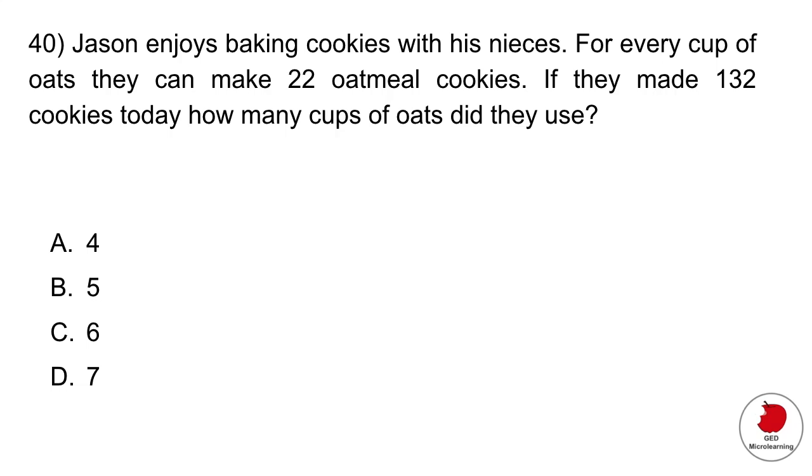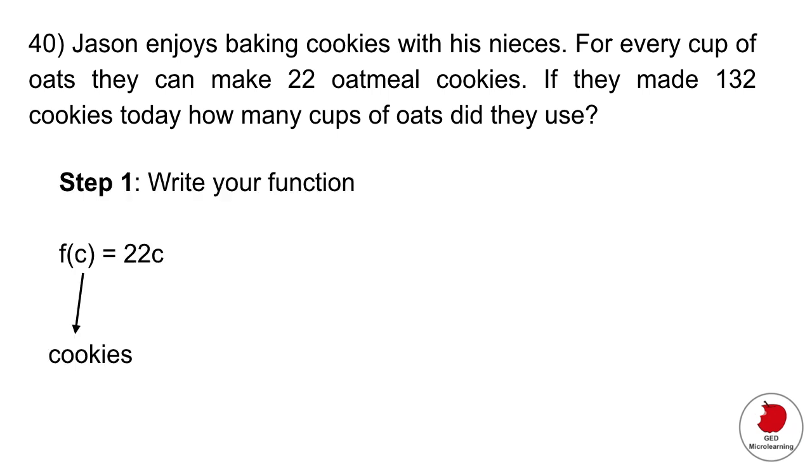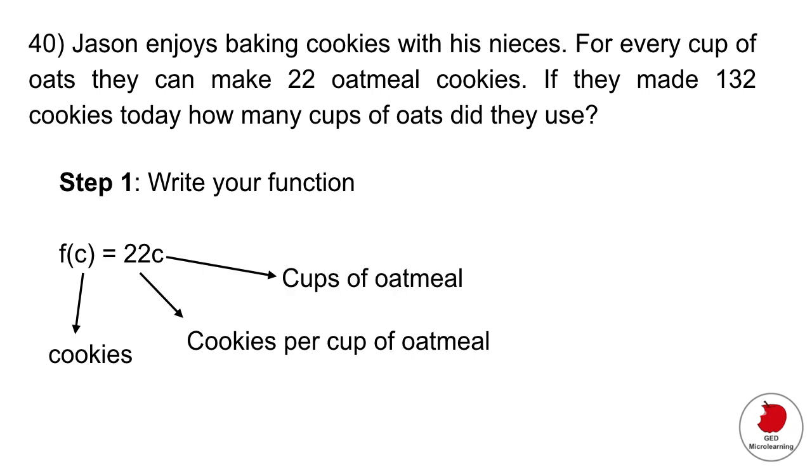Question 40. Jason enjoys baking cookies with his nieces. For every cup of oats, they can make 22 oatmeal cookies. If they made 132 cookies today, how many cups of oats did they use? All right, so first you're going to write your function out, where f, function of cookies, is equal to 22c. Here, the first c represents cookies. The 22 represents the cookies per cup of oatmeal that they can make. And the second c is going to represent the cups of oatmeal used.